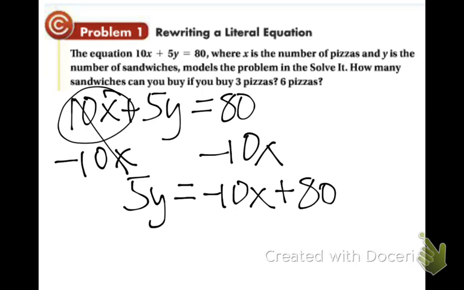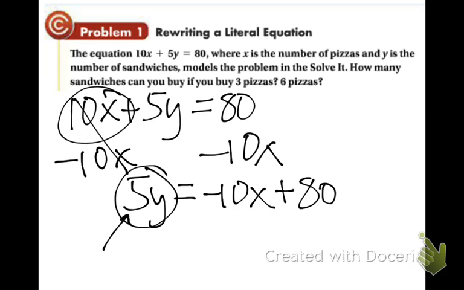Some people will write 80 minus 10x. That's fine. However, good form suggests that variables come first as the first term. I won't take points off for this. Just in the future, I want you to get into good habit for linear algebra. So again, the next question is y by itself. Clearly, it has a coefficient of 5 that we need to get rid of.